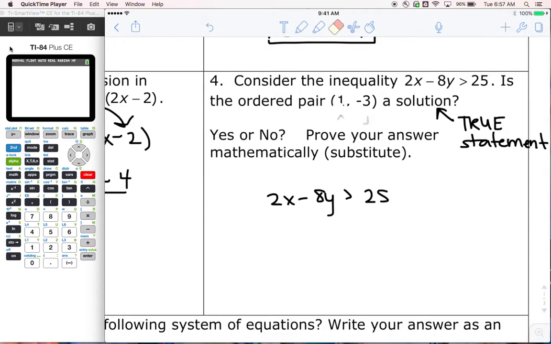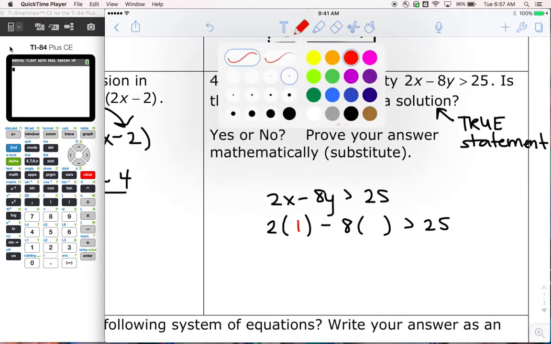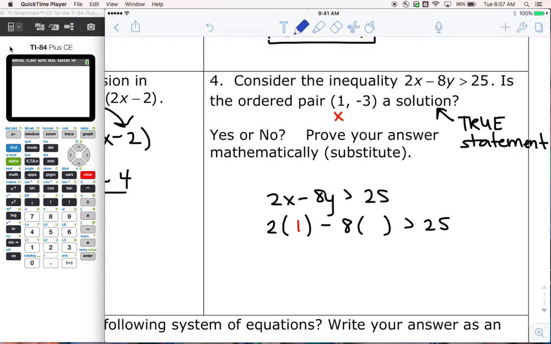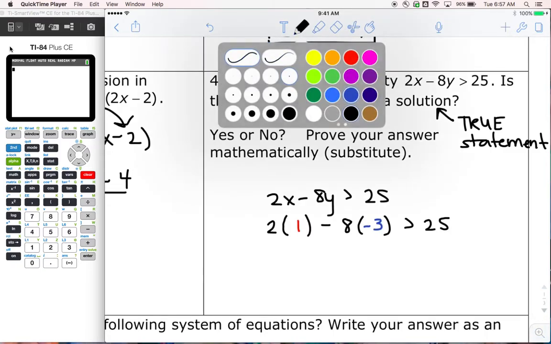Now, let's color code this to see if it helps a little bit. I'm going to leave parentheses for x, and I'm going to leave parentheses for y, and I'm going to plug in these numbers that I've been given. For x, I'm going to put in a 1, and for y, I'm going to put in a negative 3. Then all I do is see what I get.